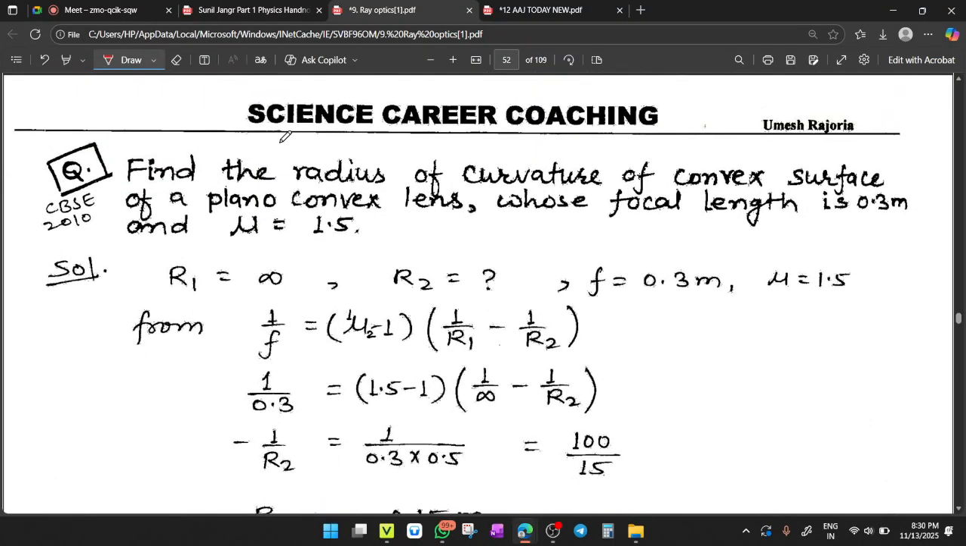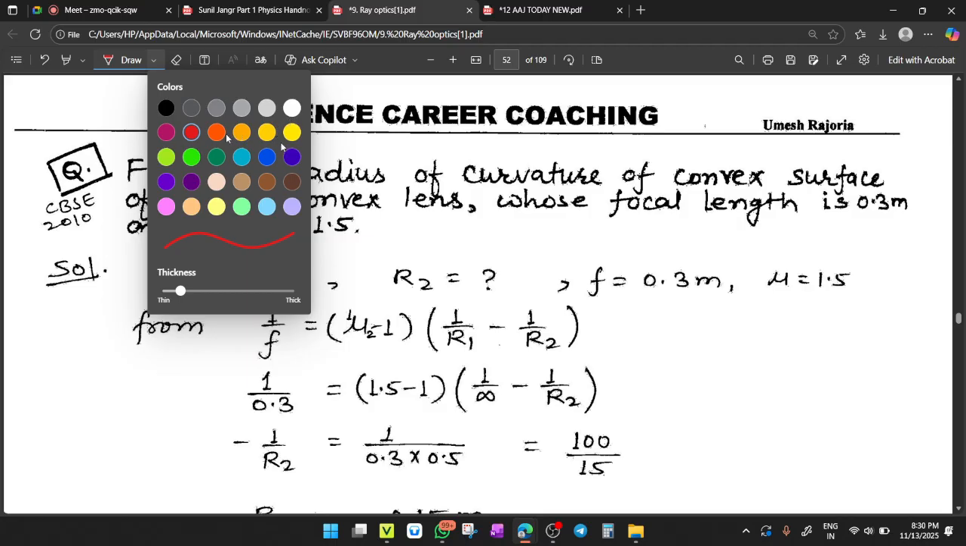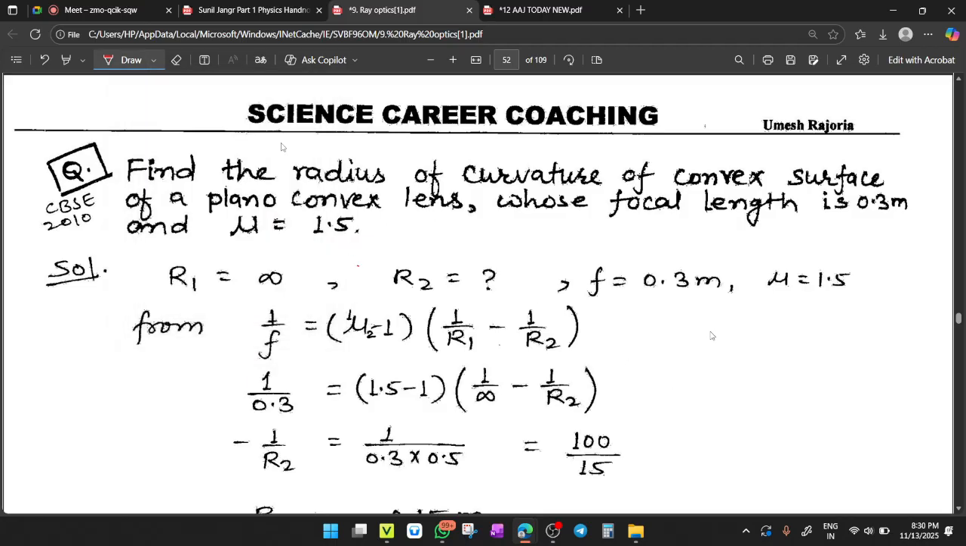Yes. Let us take an example. Find the radius of curvature of the convex surface of a plano-convex lens whose focal length is 0.3 meter. Clear? So a plano-convex lens means the major part of it is convex and the other part is plane. So this is the first part, convex, and the other part here is plane. So this is a plano-convex lens.